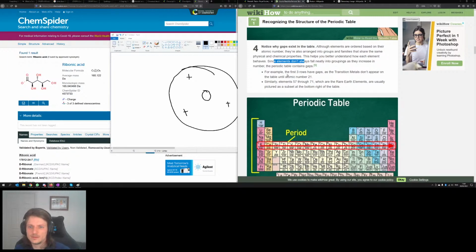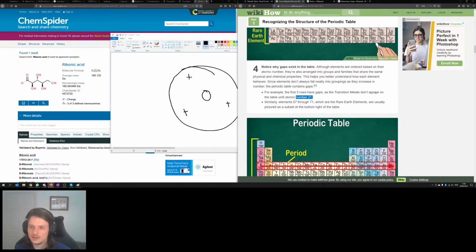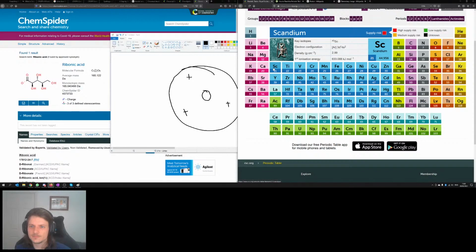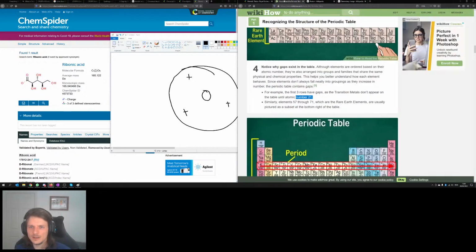Okay. So, for example, the first three rows have gaps, as the transition metals don't appear in the table until atomic number 21. The transition metals don't appear on the table until atomic number 21. I don't understand what that means.